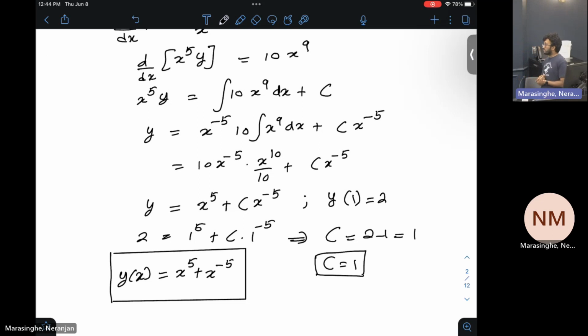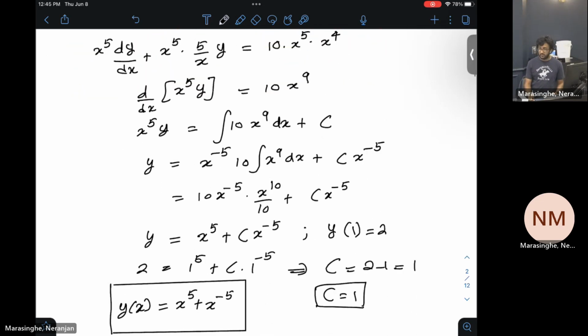Wouldn't that be 0? x to the power 5 and x to the power minus 5. No. x to the power minus 5 is 1 divided by x to the power 5. Any questions about this one?